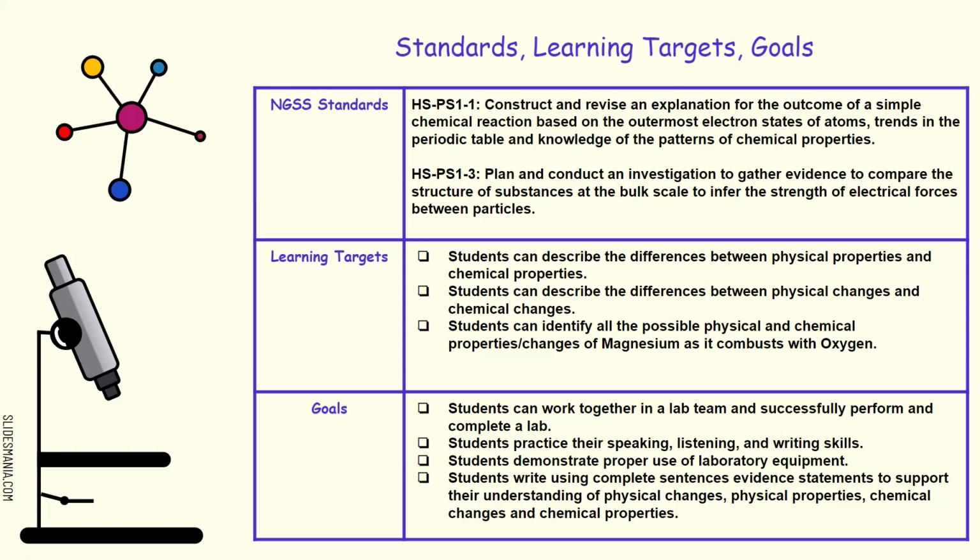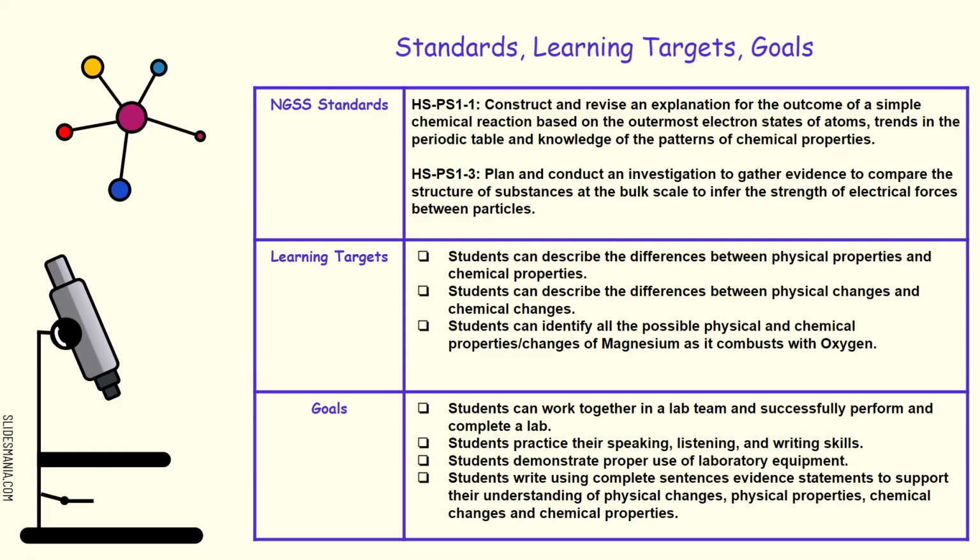In other words, the students need to see a chemical reaction and they need to be able to explain, are you seeing a physical change or are you seeing a chemical change? That's typically what these two standards are assessing. What characteristics make a change a physical change and what characteristics make a chemical change?